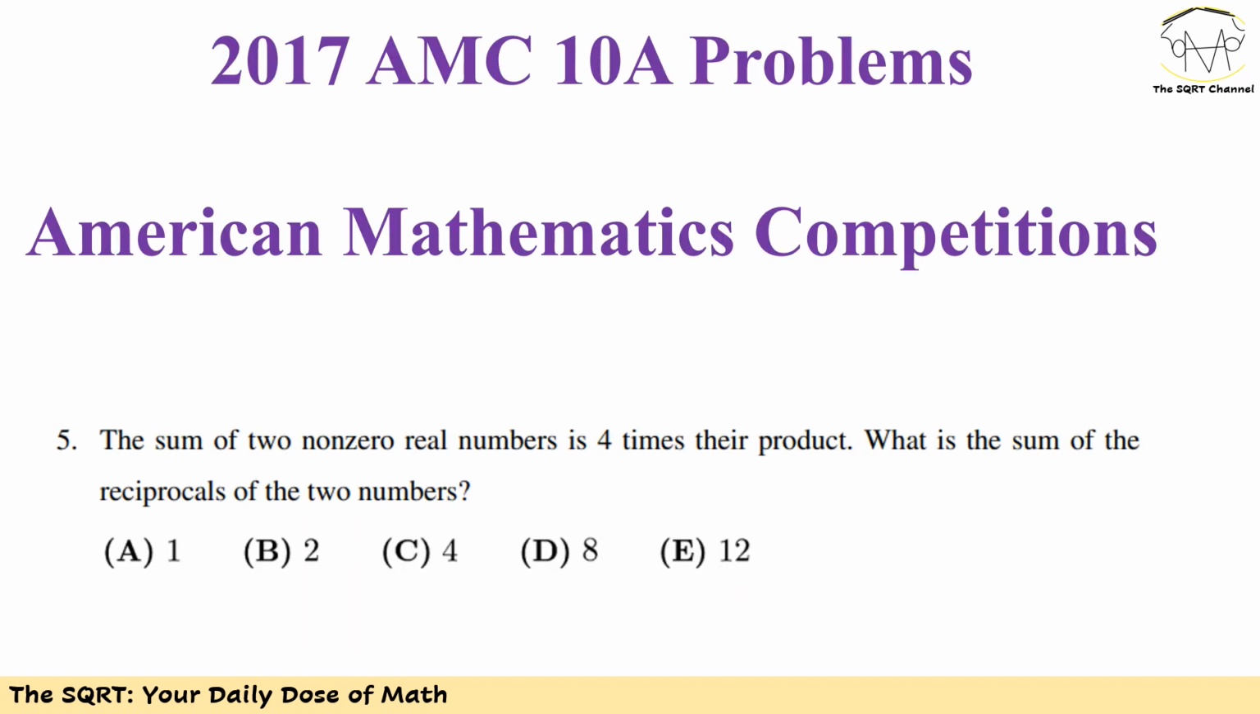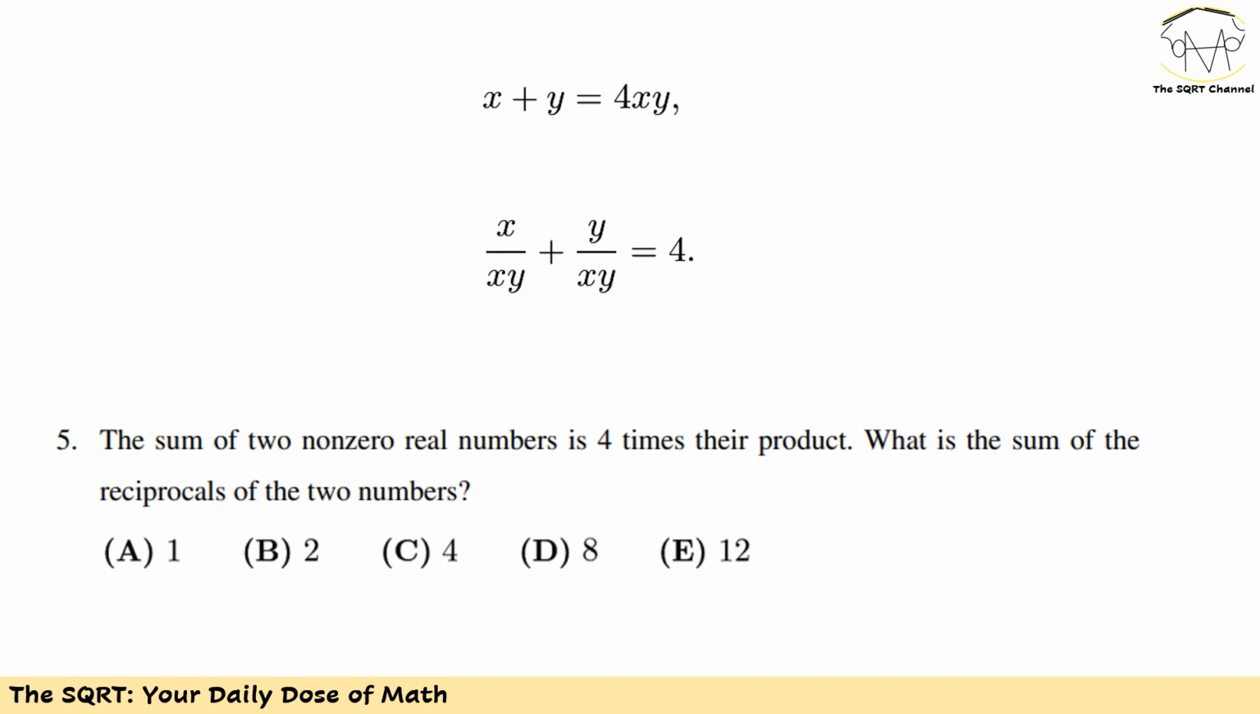Now let's focus on problem number 5. We know that the sum of 2 non-zero real numbers is 4 times their product, and the problem asks for the sum of the reciprocals of these 2 numbers. We have x plus y equals 4 times xy, and we want to find 1 over x plus 1 over y. Basically, if you divide both sides by xy, we're going to have 1 over y plus 1 over x equals 4, and that's our answer.